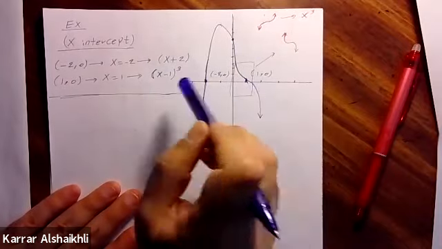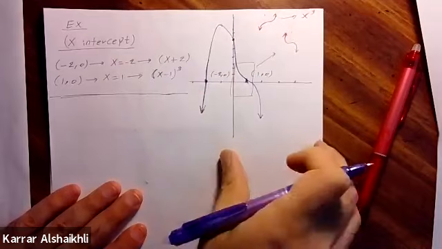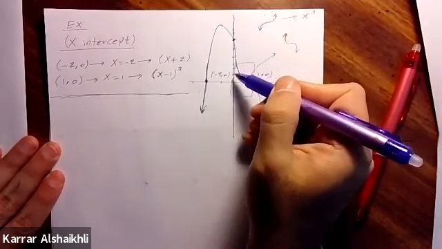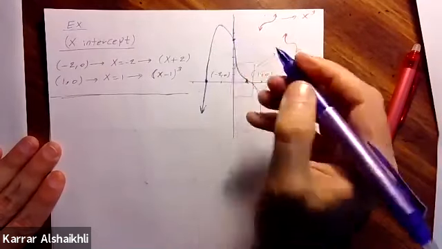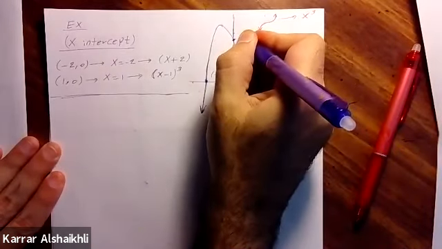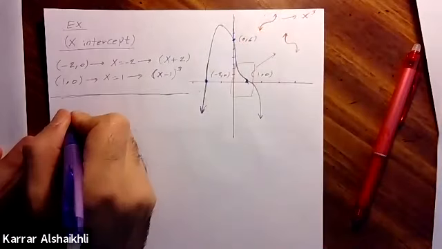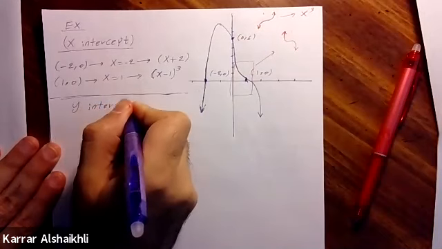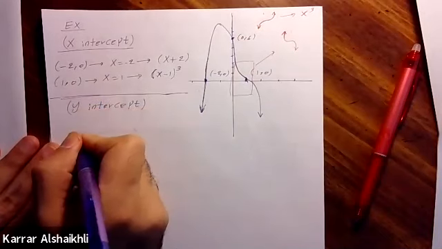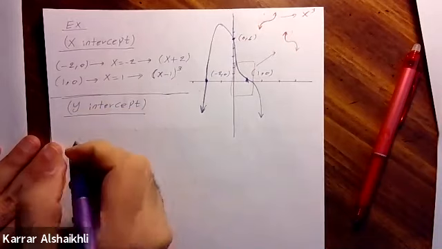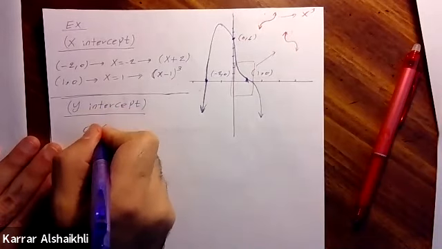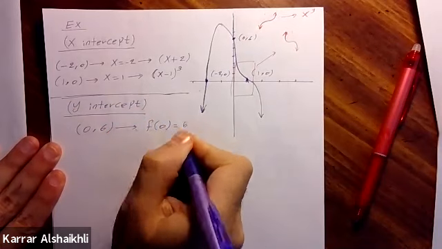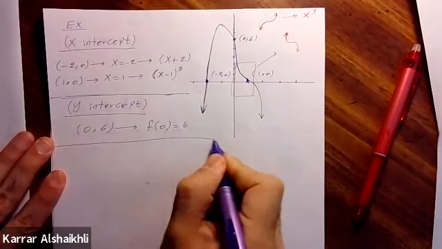Now we've done the x-intercepts. We analyzed the graph at these 2 points. Now, the y-intercept. We have the point here, which is 1, 2, 3, 4, 5, 6. The point 0, 6. So for the y-intercept we have only one point, which is 0, 6. That means f of 0 equals 6. So we're done with everything.